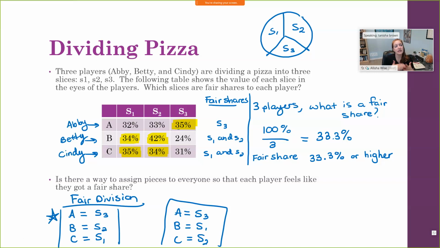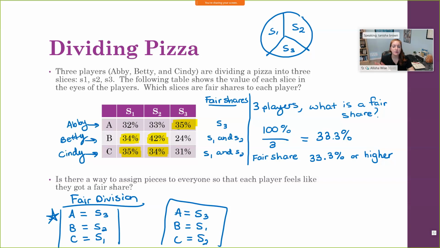So they still feel like it's fair. They just didn't get the highest thing they want, basically. So it's still a fair division. It's just not the most amazing fair division. So sometimes there can be more than one fair division. I think on your homework, there's only one, so you don't have to worry about a couple different fair divisions.